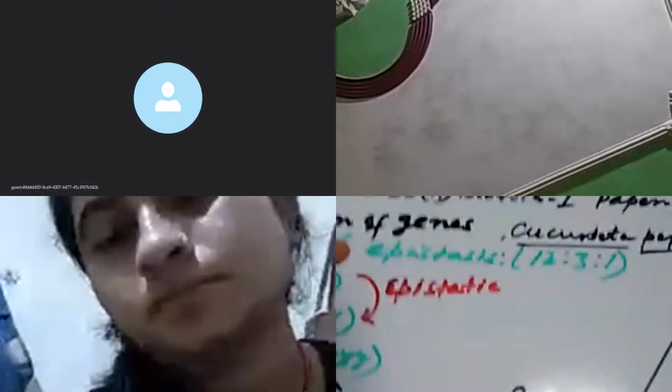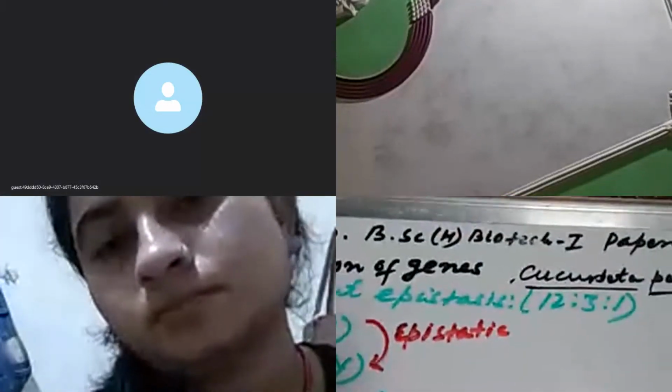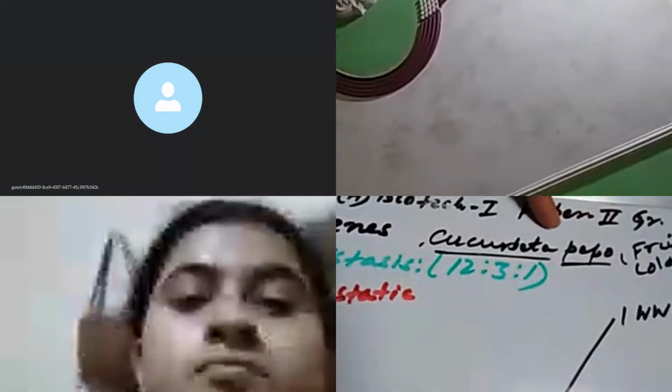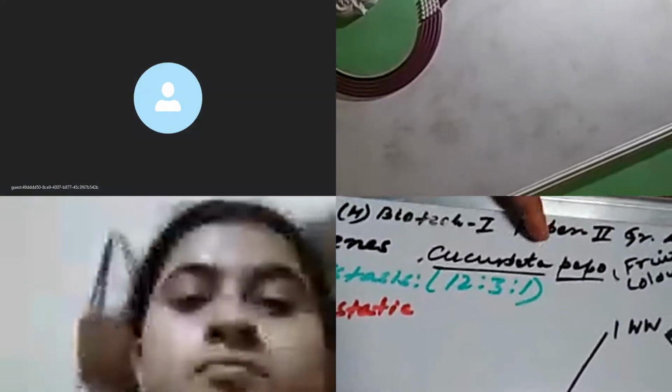Today's topic is dominant epistasis, and this dominant epistasis has been reported in Cucurbita pepo. Cucurbita pepo is the botanical name of the pumpkin plant, and you know that in the pumpkin plant three types of fruit color may be found. The fruit color may be white, yellow, or green.